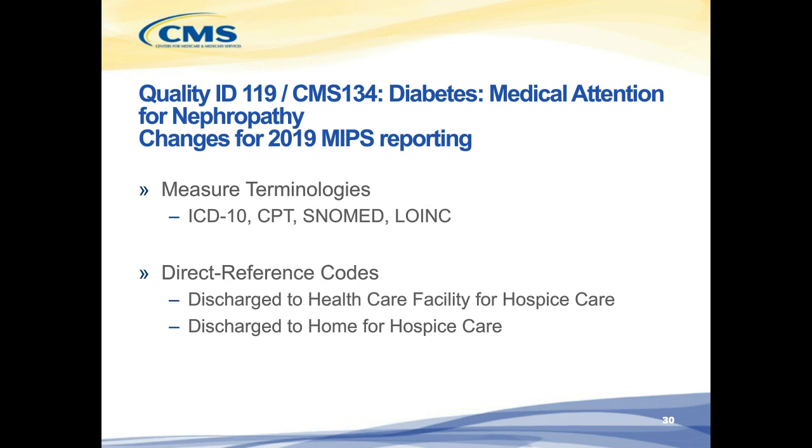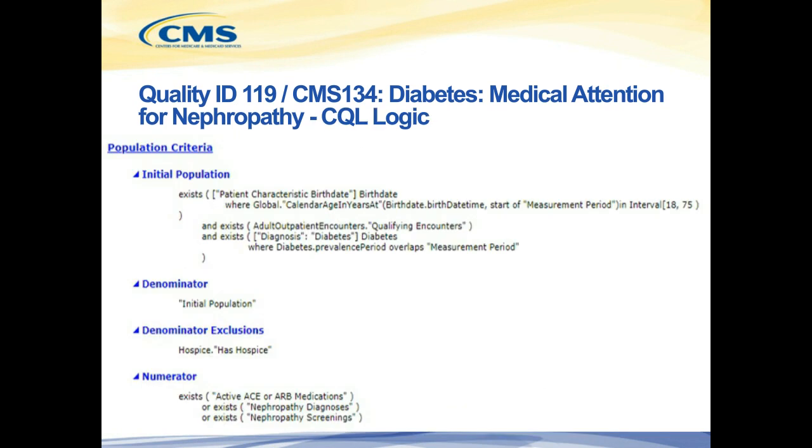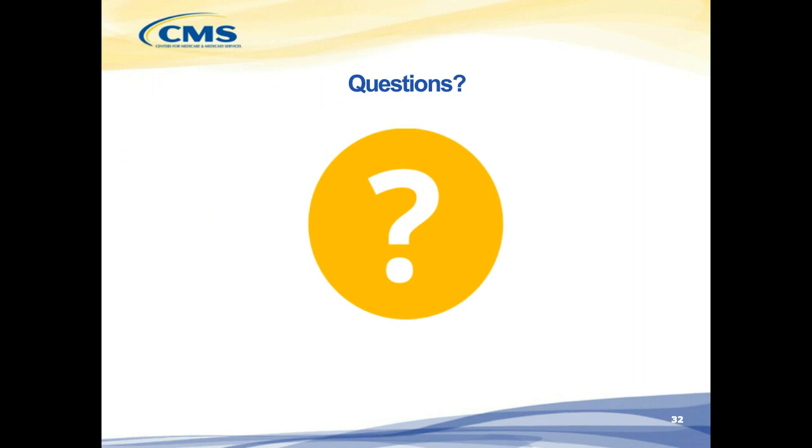And then we'll finish up with this before questions with just a screenshot of the CQL where we cover the initial patient population, the denominator exclusions, and the numerator. And here you can actually see in this numerator where we look for an active medications of ACE or ARBs, we look for a diagnosis of nephropathy, or we're looking for some sort of nephropathy screening. And now I'll turn it back over for questions.